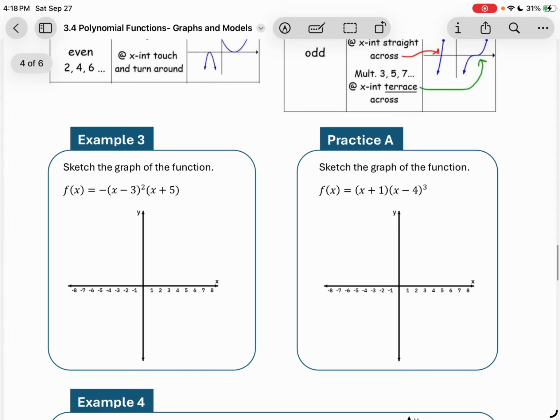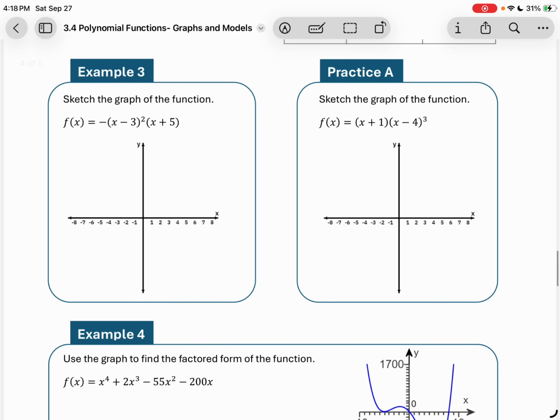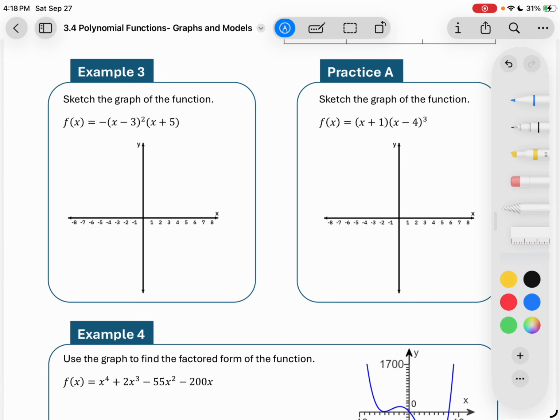So let's take a look at example 3. It says sketch the graph of the function. That is in factored form. So finding the zeros should be really easy.